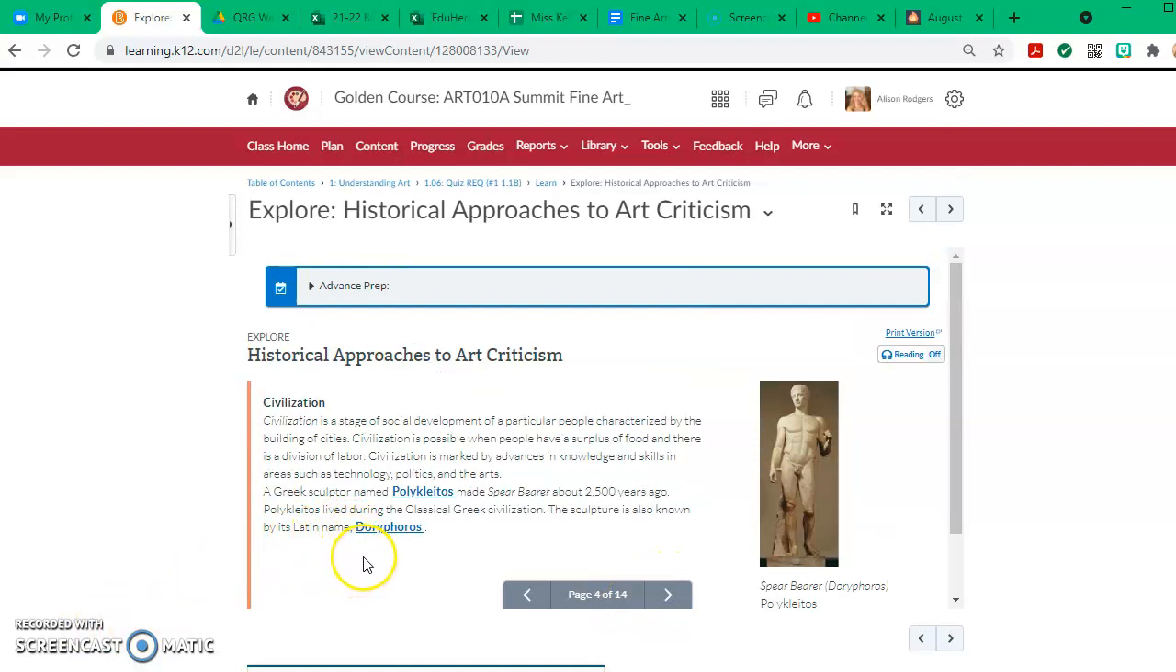Civilization. Civilization is a stage of social development of a particular period characterized by the building of cities. Civilization is possible when people have a surplus of food and there is a division of labor. Civilization is marked by advances in knowledge and skills in areas such as technology, politics, and the arts. A Greek sculptor named Polykleitos made Spear Bearer about 2,500 years ago. Polykleitos lived during the classical Greek civilization. The sculptor is also known by his Latin name, Doryphorus.